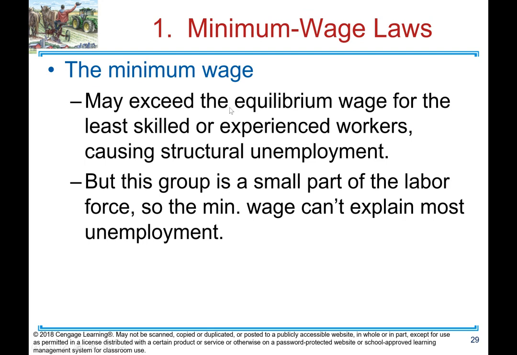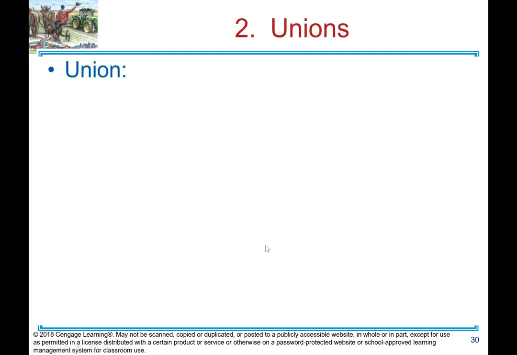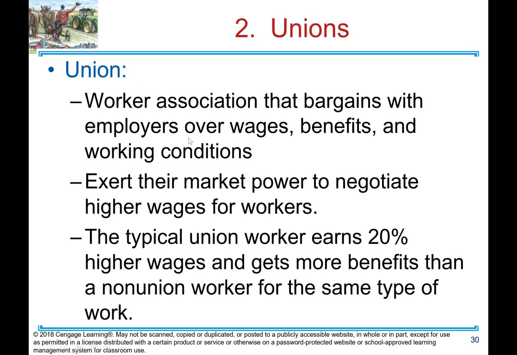The minimum wage may exceed the equilibrium wage for the least skilled or experienced workers, causing structural unemployment. But this group is a small part of the labor force, so the minimum wage can't explain most unemployment. The second one is labor unions.